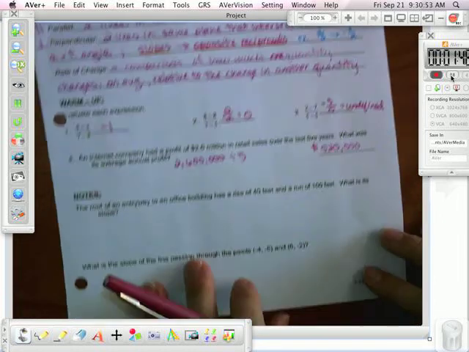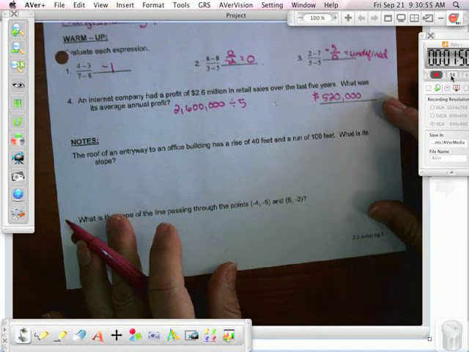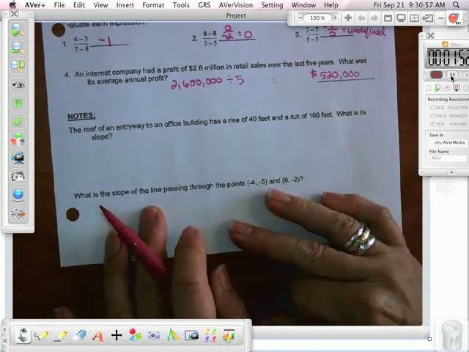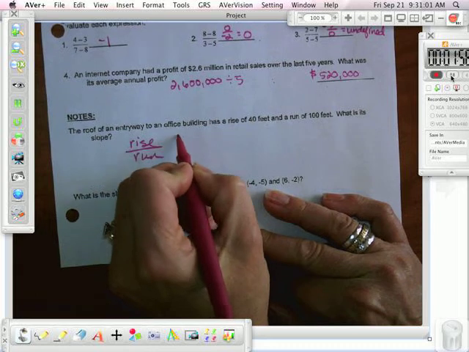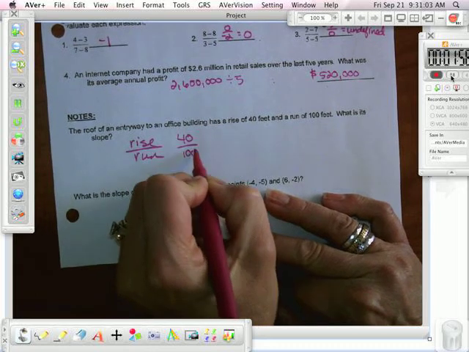The roof of an entryway to an office building has a rise of 40 feet and a run of 100. So 40 over 100, the slope is 2/5.